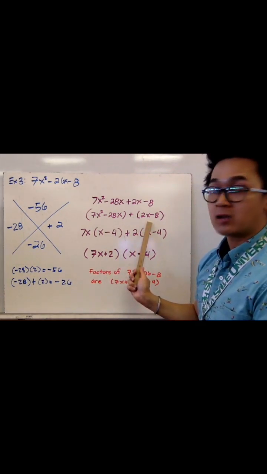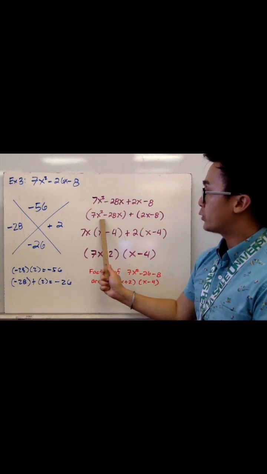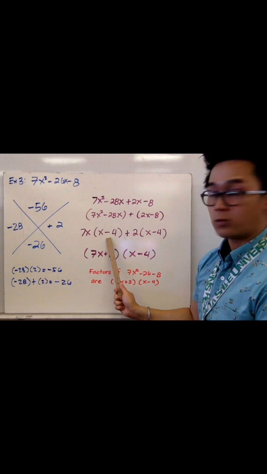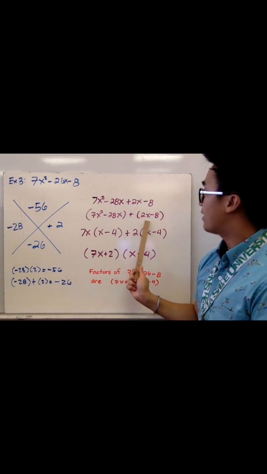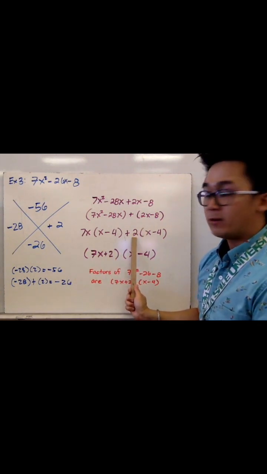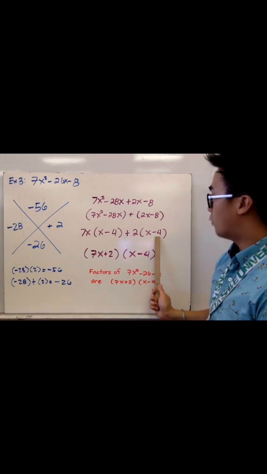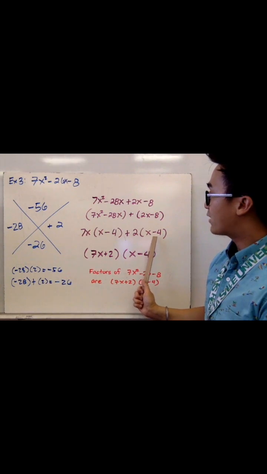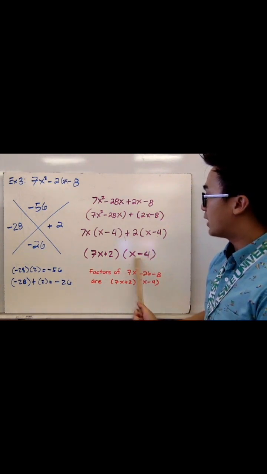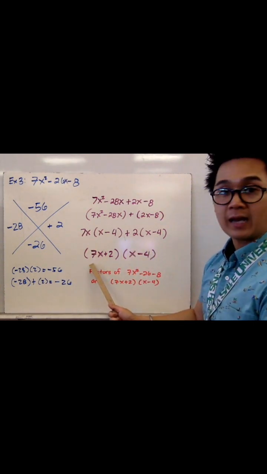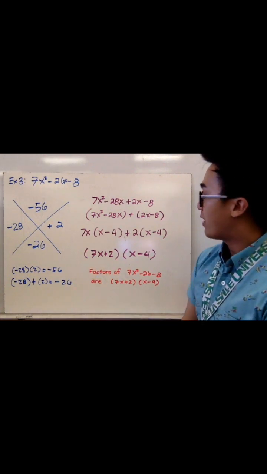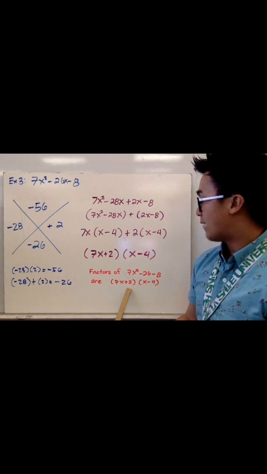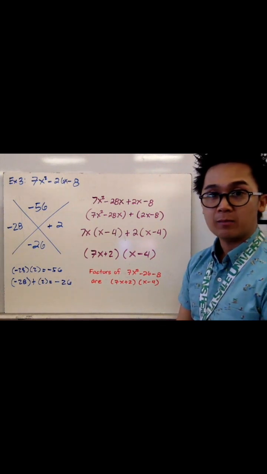And by using the greatest common factor, for the first group, the greatest common factor will be 7x, leaving us with x minus 4. And for the second group, the greatest common factor would be 2, leaving us with x minus 4. With the two parentheses being the same, we can factor out x minus 4, leaving us with 7x plus 2 in our polynomial. So the factors of 7x squared minus 26x minus 8 would be 7x plus 2 and x minus 4.